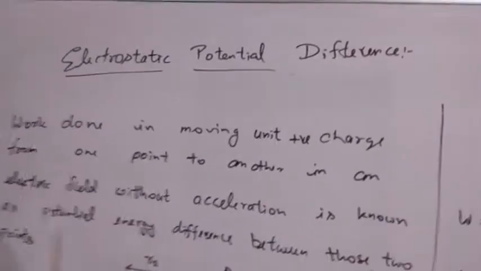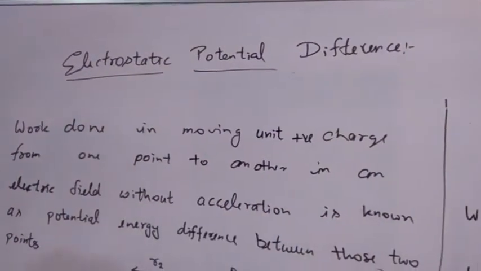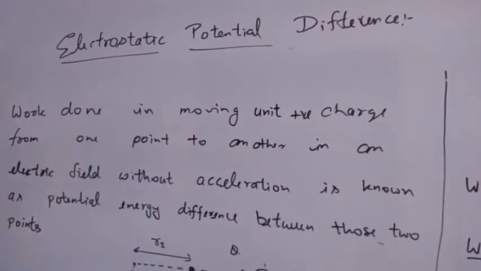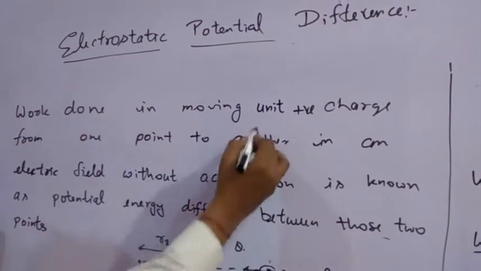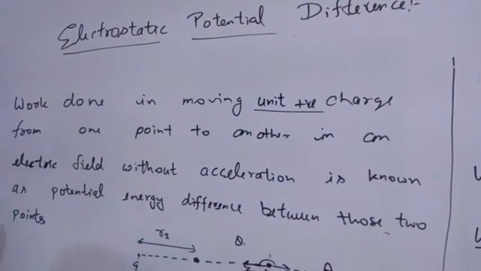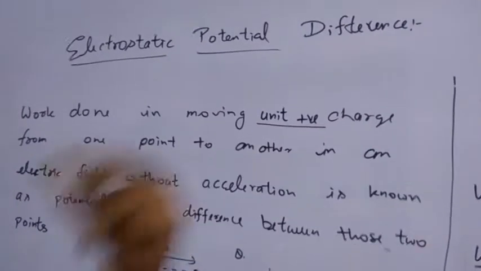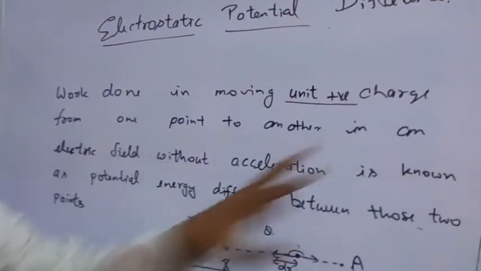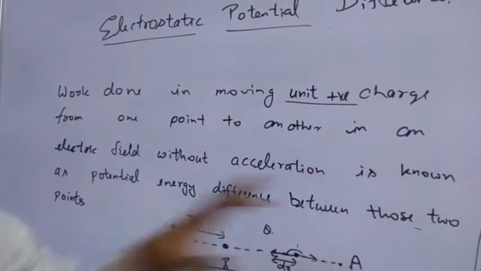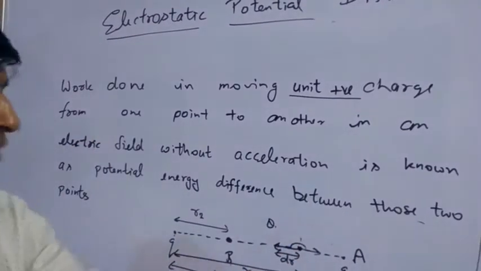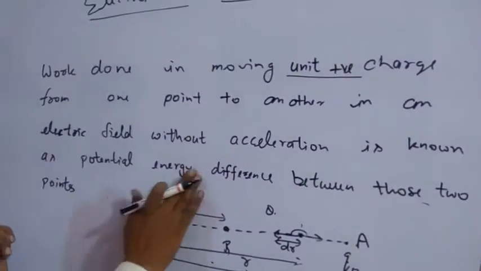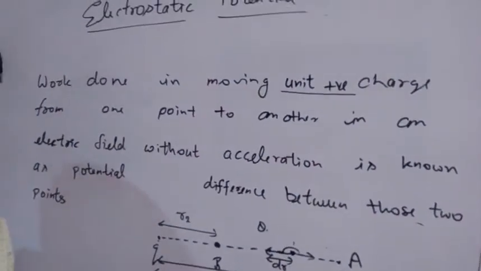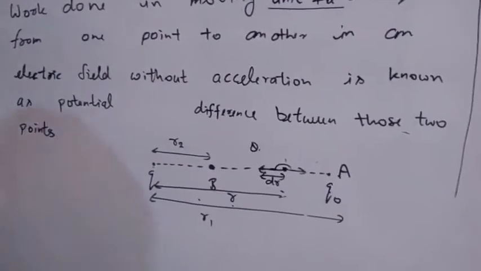Now the next topic is electrostatic potential difference, that is very much similar to the previous topic, that was potential energy difference. That was the definition, work done in moving any charge. Now I am taking unit positive charge. That is the only difference between this definition and that definition. Work done in moving unit positive charge from one point to another in an electric field without acceleration is known as the potential difference between those 2 points. The diagram, the concept would be same. Now focus on one thing.